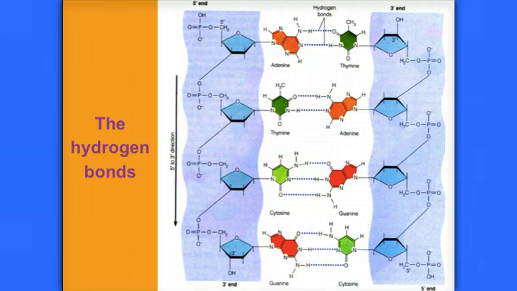A would always go with thymine, that is adenine with thymine, and G would always go with C. That is, guanine will always get attached to cytosine, but there is a difference here. Whenever A gets attached to T, there is a double bond. Whenever C gets attached to G, there is triple bonding.